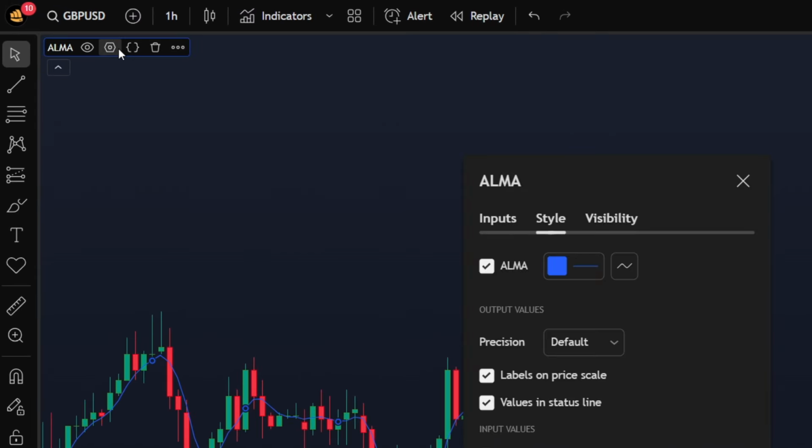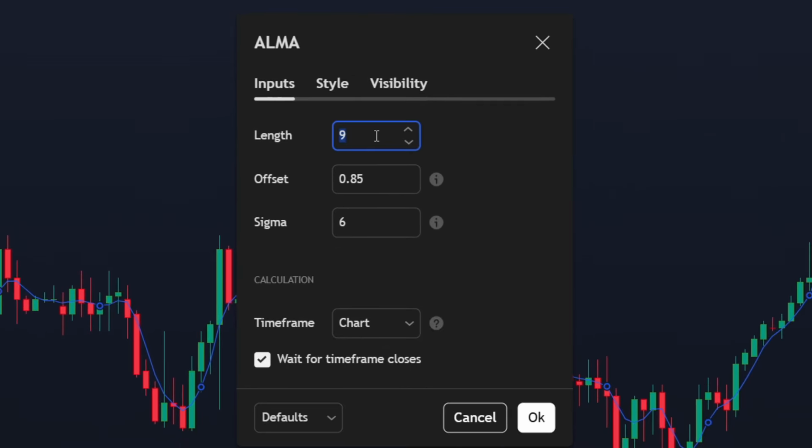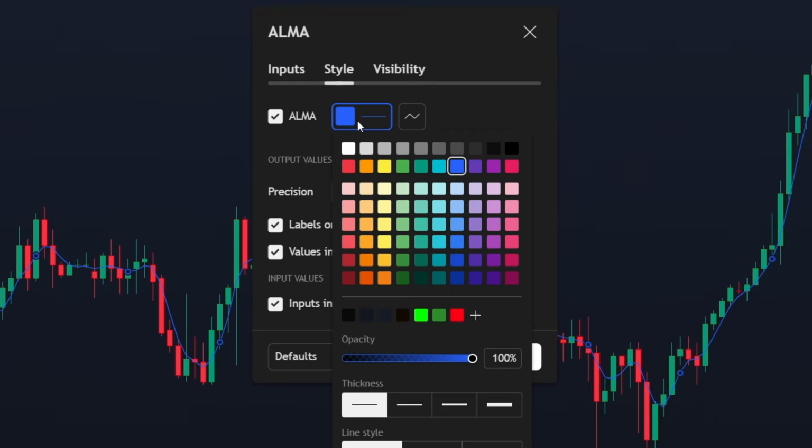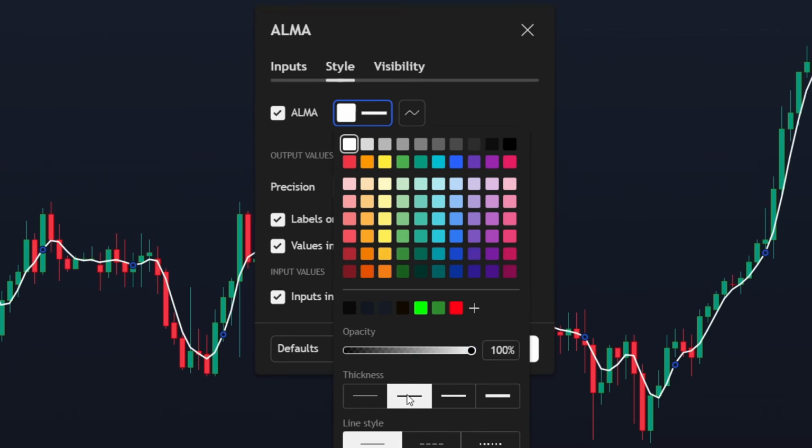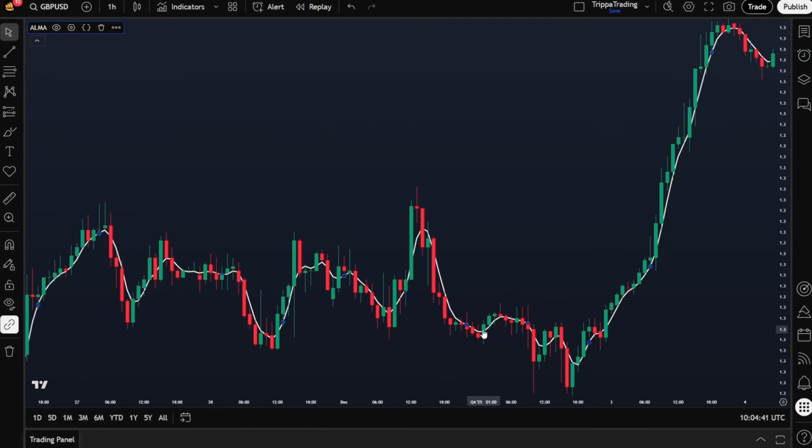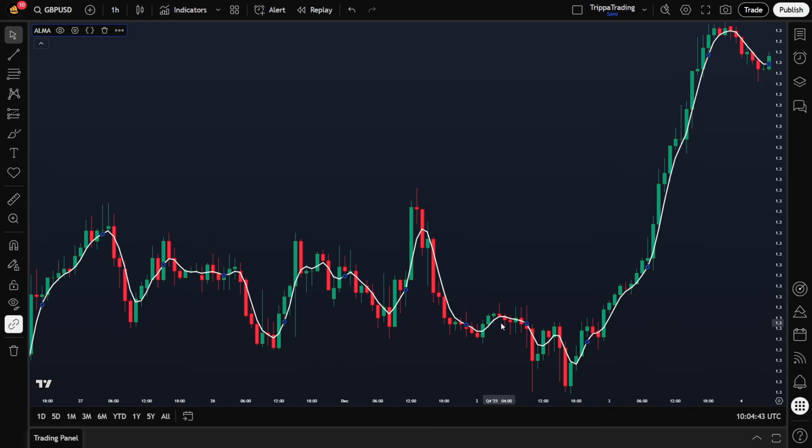You can do that from here. Set the length to 8, leave everything else as default. Then go to the Style tab. Change the color to white, and slightly increase the thickness so it stands out clearly on the chart.